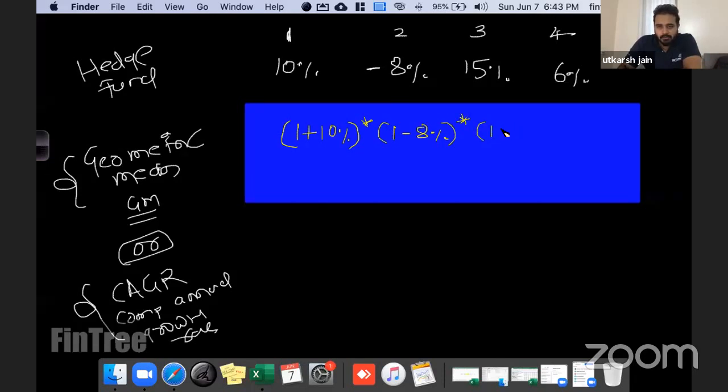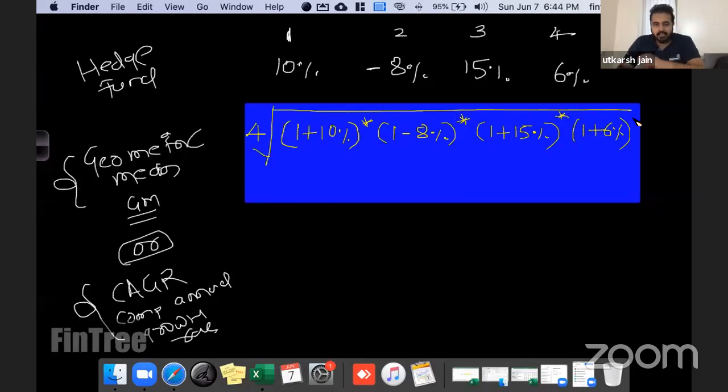Multiplied with 1 plus 15%, and multiplied with 1 plus 6%. So these are the four numbers you want to use. Now, since these are the four numbers and we want to take an average here, we will have to take a fourth root of these values. And finally, because we have added 1, we will also have to subtract that 1 so that we get a correct answer.